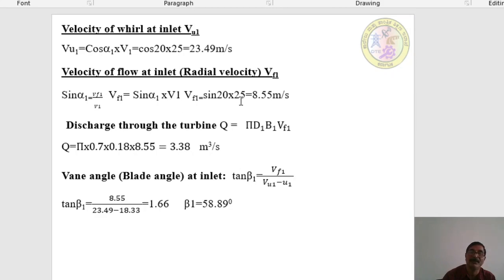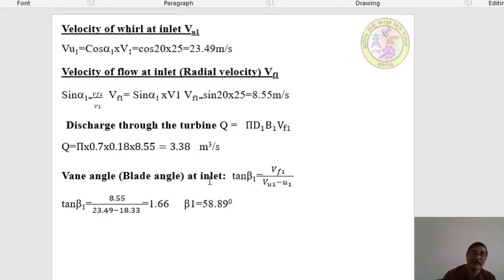Alpha we know, Vf we know, substitute that. And discharge to the turbine, to calculate, Q is equal to pi D1 V1 Vf1. D1 is given in the problem, V1 is given in the problem, Vf1 just now we found, substitute them, we'll get discharge as 3.38 meter cube per second.